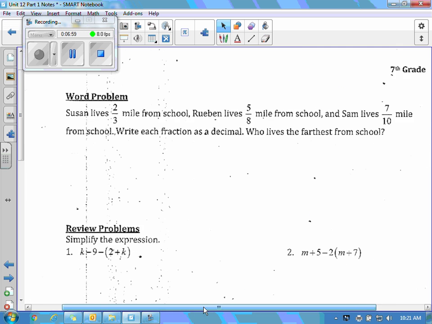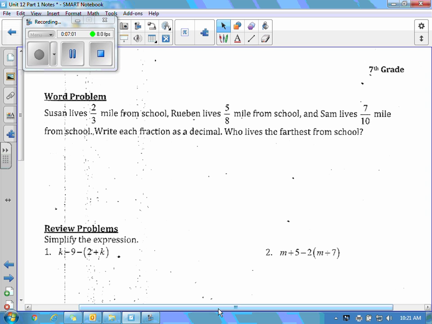On the back side, it says Susan lives 2/3 of a mile from school. Ruben lives 5/8 of a mile from school. Sam lives 7/10 of a mile from school. Write each fraction as a decimal. Who lives the furthest from school? The first thing I have to do is turn all of these fractions into decimals. So Susan lives 2/3 of a mile away. When I make that a decimal, I get 0.6 repeating.